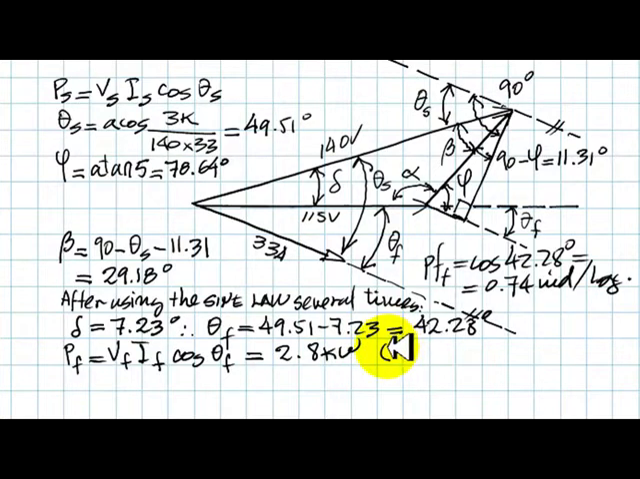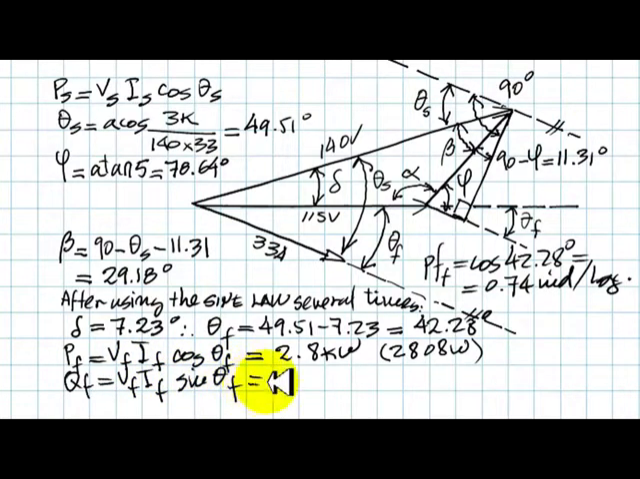Actually, if you want to be picky, is 2,808 watts, if you want more digits, of course. And Q, the reactive power absorbed by the load, is 115 times 33 amps, and the sine of that angle that we just found, and that is 2,553 vars. That is approximately 2.55 kilovars.